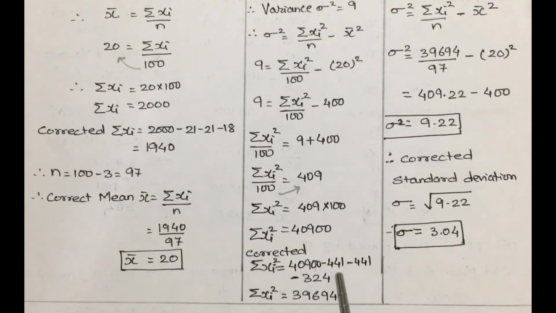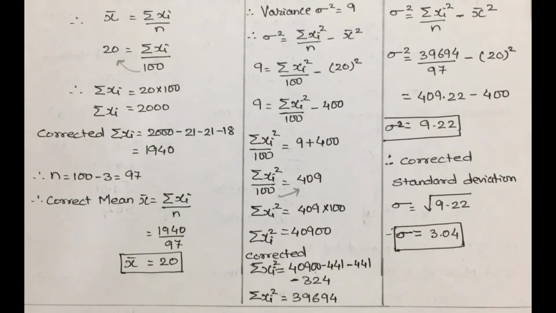Now the incorrect observation is 21, its square is 441, again 21 whose square is 441, and 18 whose square is 324. As here xi is squared, we have to subtract their squares. So after subtracting, the correct summation xi square is 39694.